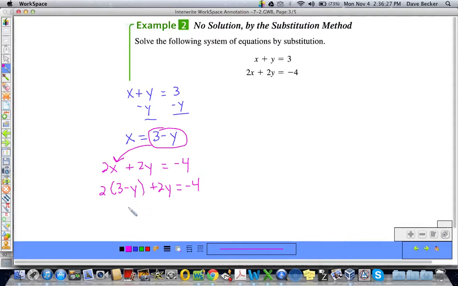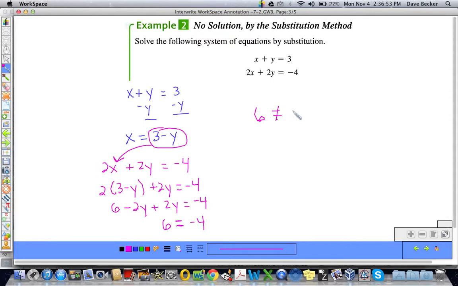So let's see what happens here. Distributive property: 6 minus 2y plus 2y equals negative 4. Well, negative 2y plus 2y is 0. So I end up with 6 equals negative 4. Wait a second. 6 does not equal negative 4. 6 does not equal negative 4, right?